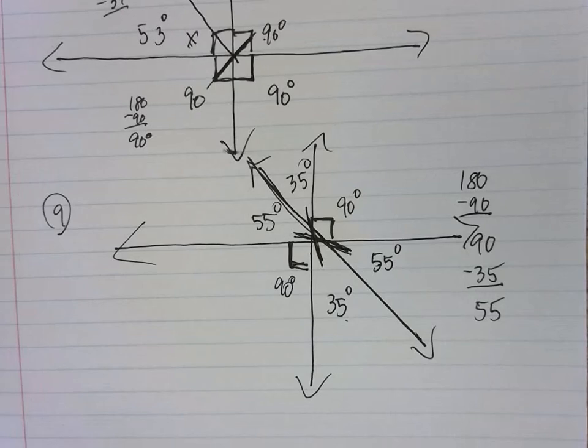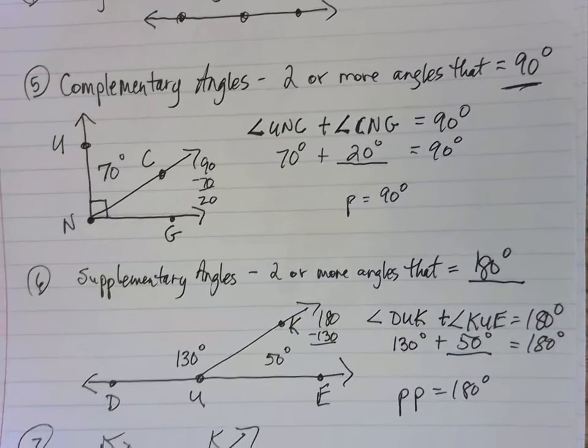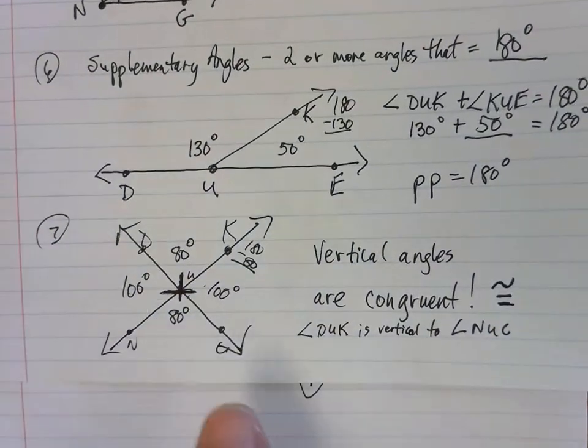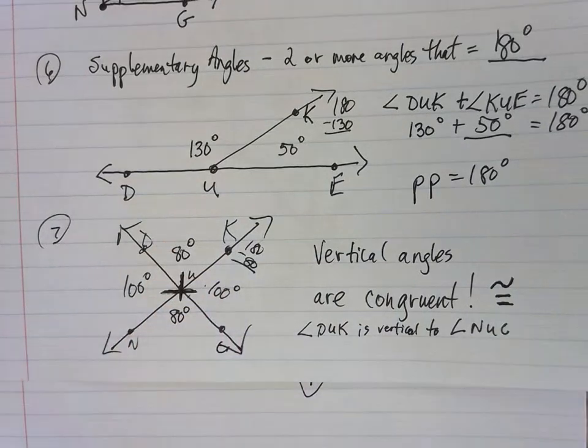That'll cover most of what you need to know for today. Hope that helps you out. So make sure you use your knowledge of complementaries, which equal 90. Supplementaries equal 180. And vertical angles are congruent. Those would be the ones that are right across from each other. Okay? So hopefully that helps you.